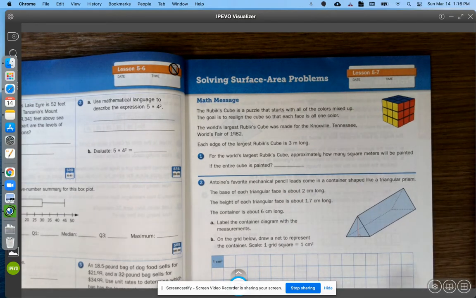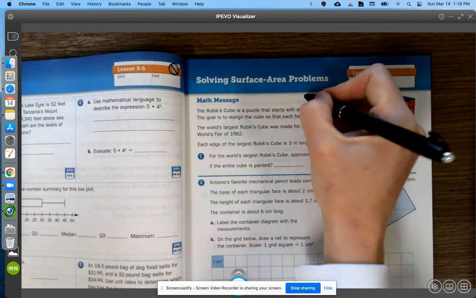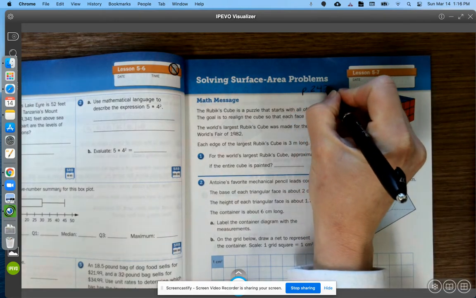So today we're going to tackle lesson 5-7, and it's an asynchronous day, but I wanted to keep us practicing surface area. So you have a video lesson today to walk you through the journal pages. In your math journal right now, I am on page 243.